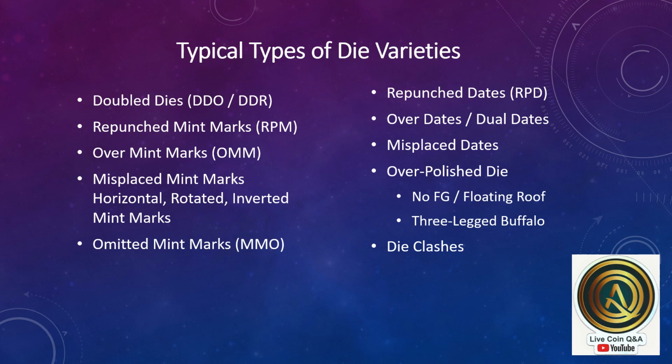Typical types of die varieties include doubled dies, repunched mint marks, over mint marks, misplaced, horizontal, rotated, or inverted mint marks, omitted mint marks, repunched dates, over dates, misplaced dates, an overpolished die, such as a no FG or a floating roof Lincoln cent, or a three-legged buffalo nickel, and also die clashes.